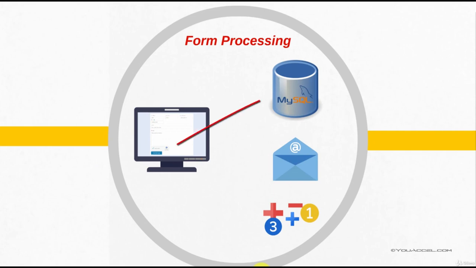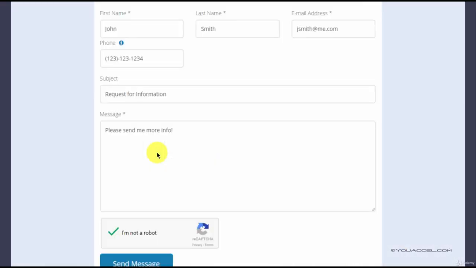We can insert data into a database. We can email form data to our users, such as a confirmation email or a thank you note. We can also use form data to perform arithmetic, or perhaps a combination of any of these purposes. Form processing starts as soon as we fill out an HTML form and click the Submit button.